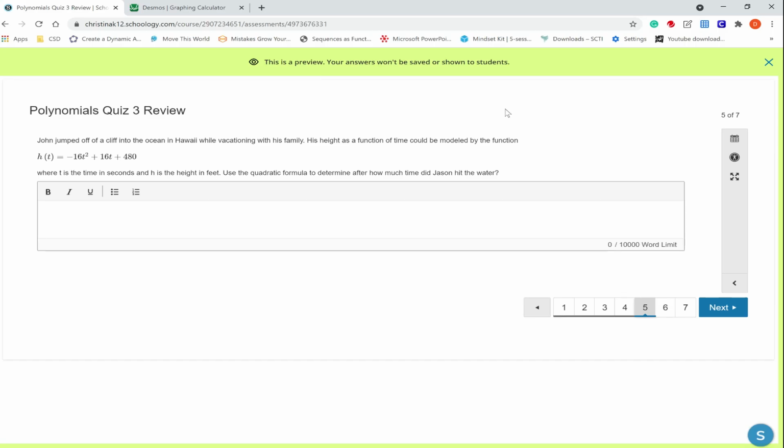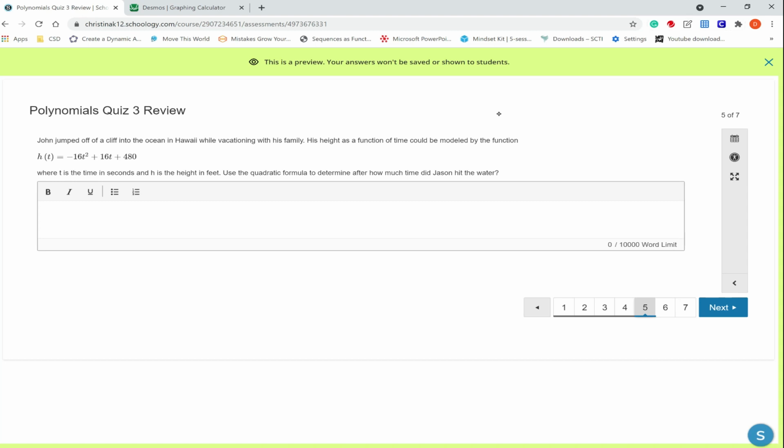Question number 5. We're told John jumped off a cliff into the ocean in Hawaii while vacationing with his family. His height as a function of time can be modeled by the function h of t equals negative 16t squared plus 16t plus 480, where t is the time in seconds and h is the height in feet. Use a quadratic formula to determine after how much time did Jason hit the water. So we don't have to use a quadratic formula. Well, it does say use a quadratic formula, so we're going to use that.